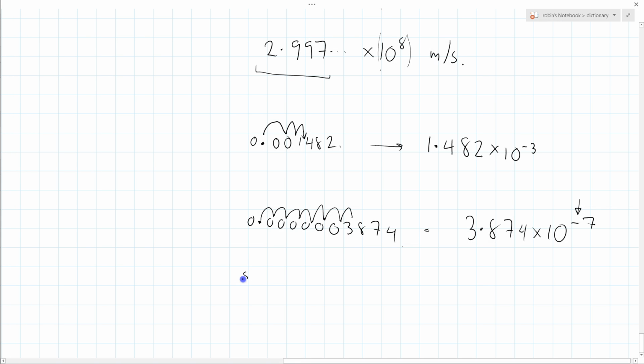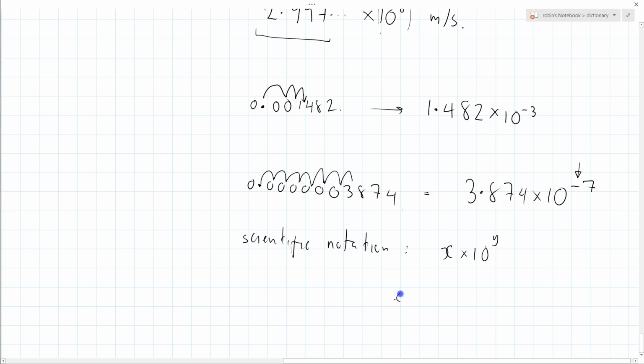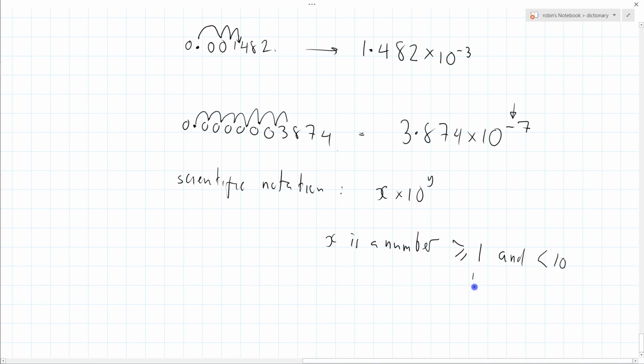That's how scientific notation works. Scientific notation is something like x times 10 to the y, where x is a number greater than or equal to 1 and less than 10. So it's between 1 and 10. It can be exactly equal to 1, but it must be less than 10. And that's scientific notation.